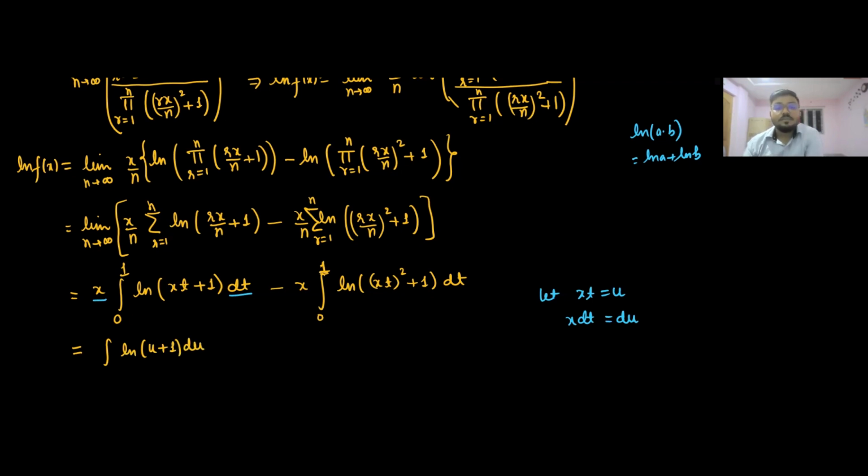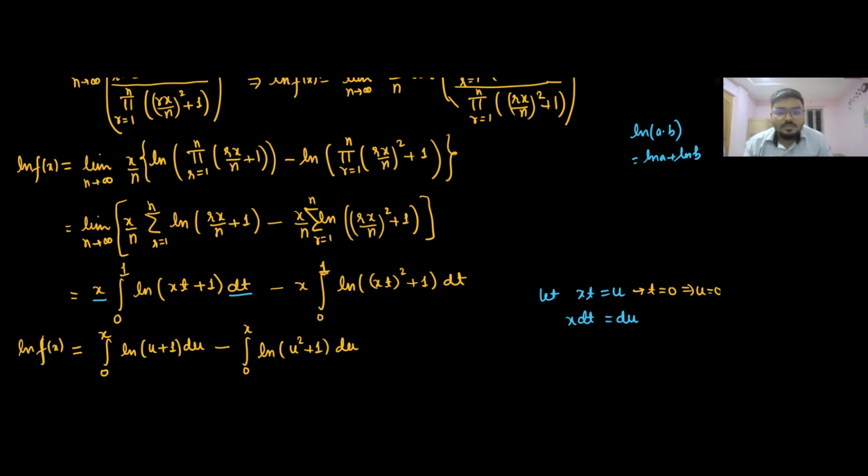All right. And the limits: when t is 0, the value of u will be 0. So initial limit is 0. And final limit, when t is 1, u will be x. So 0 to x, minus, same here, limits will be the same now, 0 to x ln (u square plus 1) du. All right. This is your ln f(x).